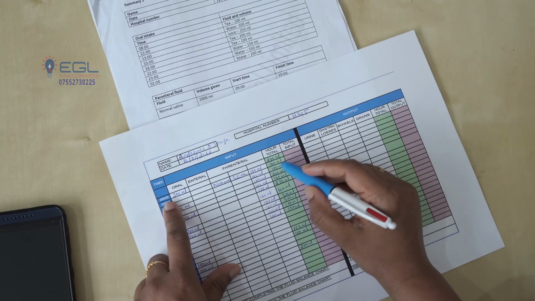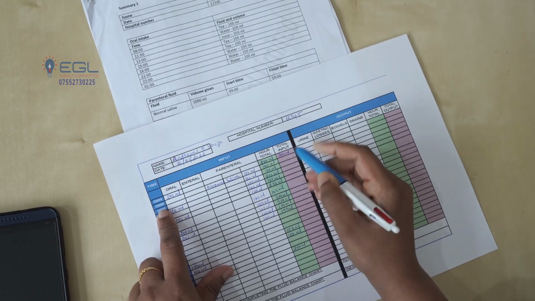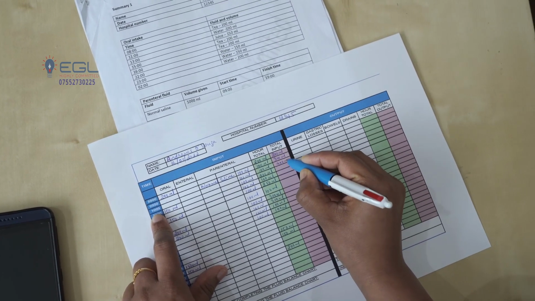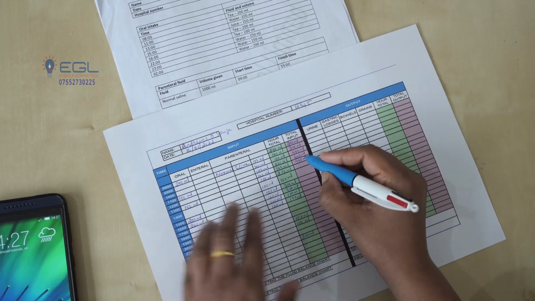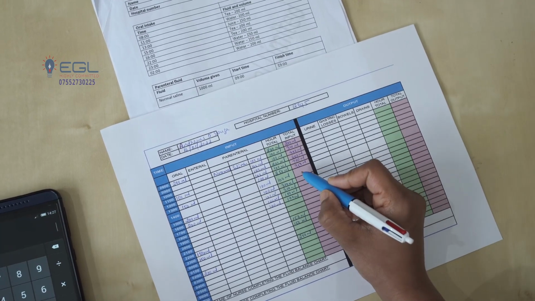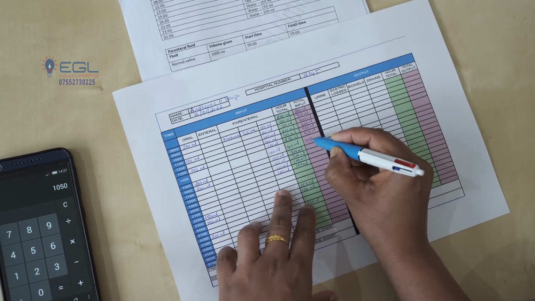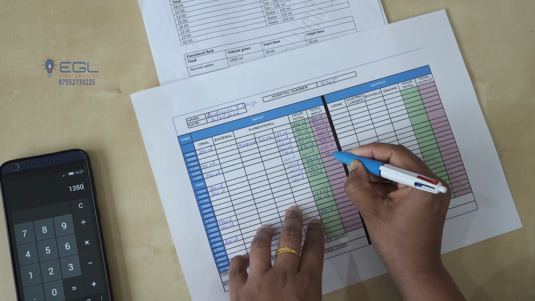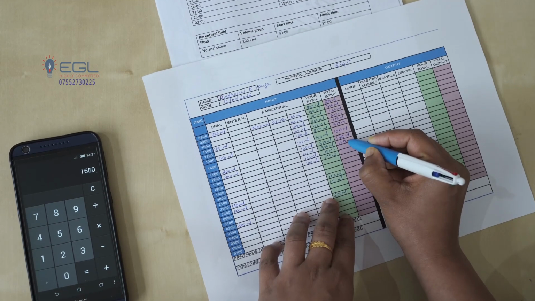Now the total input. So at 8 o'clock, the total input was only 200 ml. 9 o'clock, the total input will be 200 plus 100 ml, which is 300 ml. Then 300 plus 100 is 400, 600, 700, 950 ml. 950 plus 100 ml, that is 1050 ml, plus 300, 1350 ml, plus 300, 1650 ml.